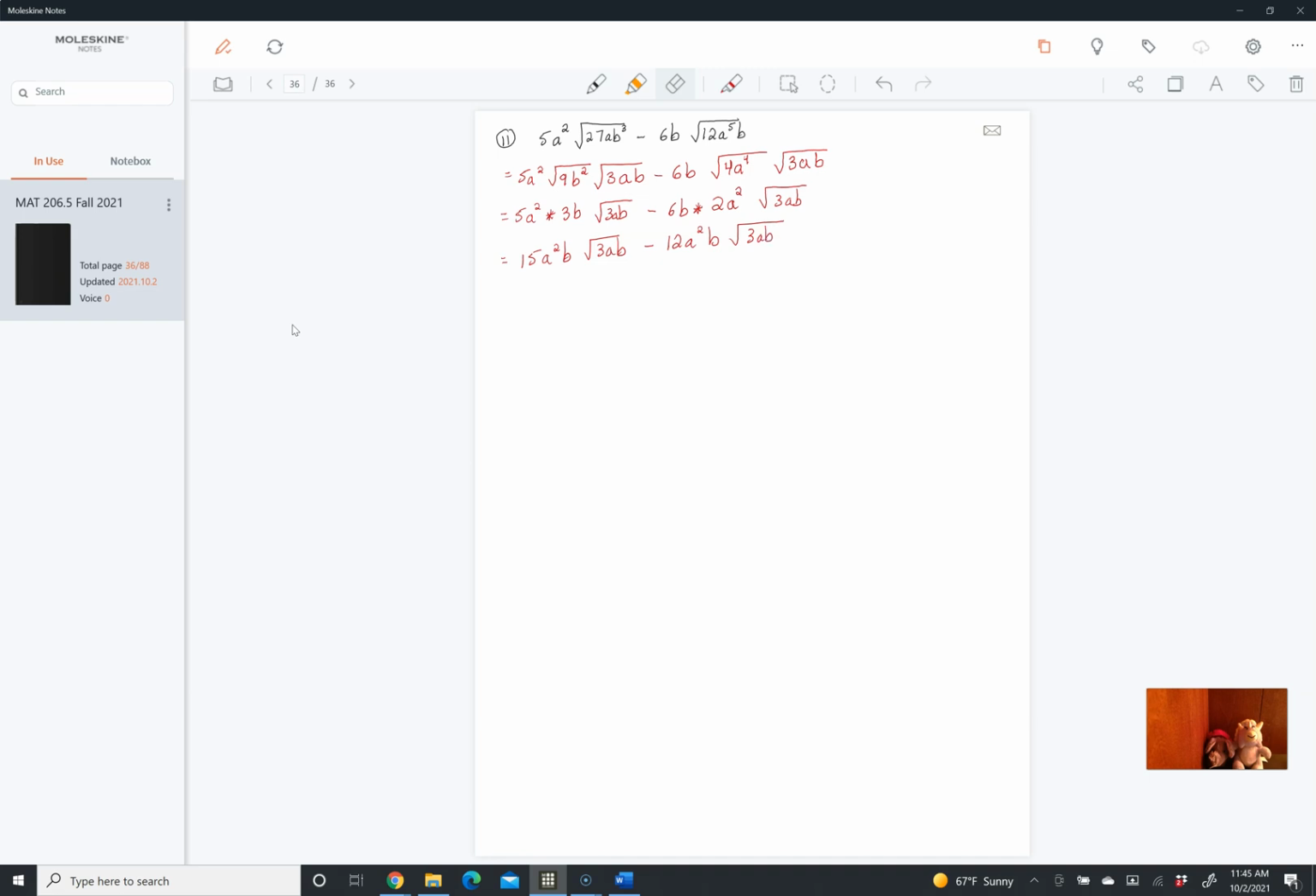Okay, again, our index is the same. Index is 2. Radicand is the same, 3ab. And our coefficients do have like terms. The power of a is 2. The power of b is 1 in both of these. So now we just subtract. We subtract the coefficients. 15 minus 12 is 3.